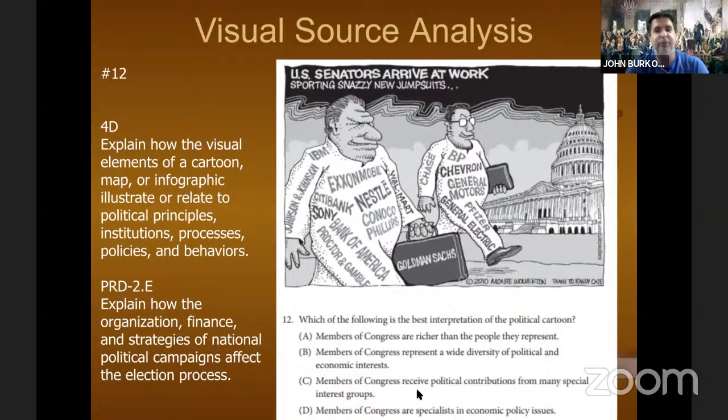Yeah, special interest groups like corporations. And then, of course, this is your ding, ding, ding. Members of Congress are specialists in economic policy issues. I wish they all were, only some of them, but I think we get where the artist is coming from. C is your best answer here.